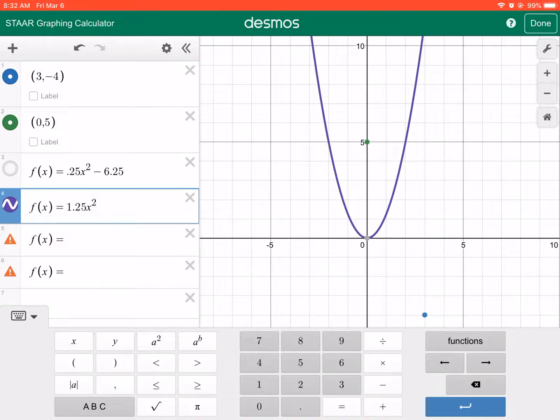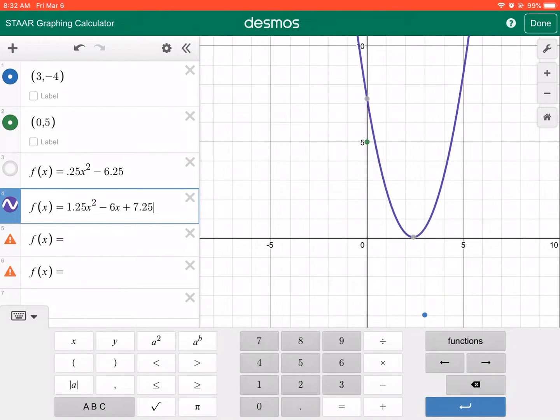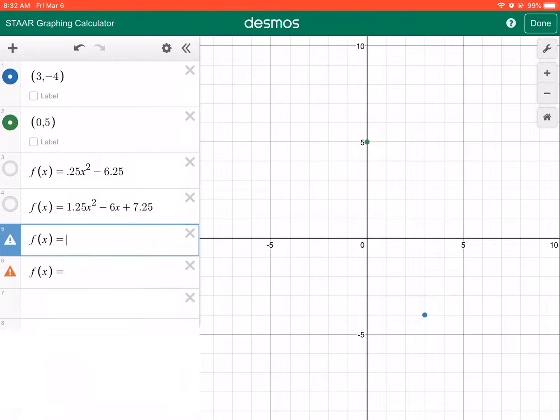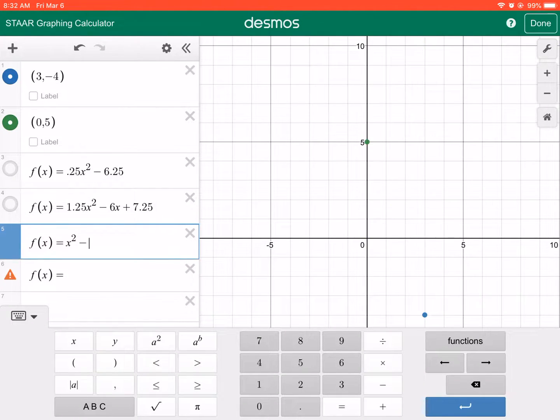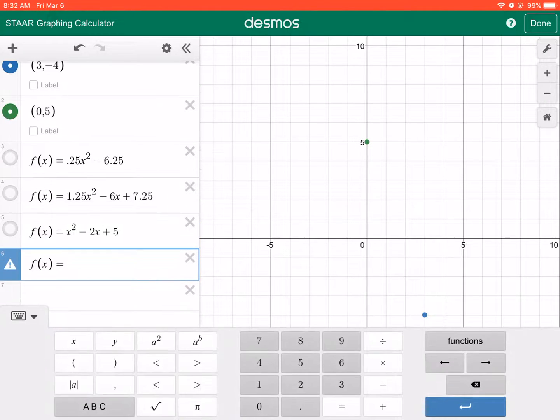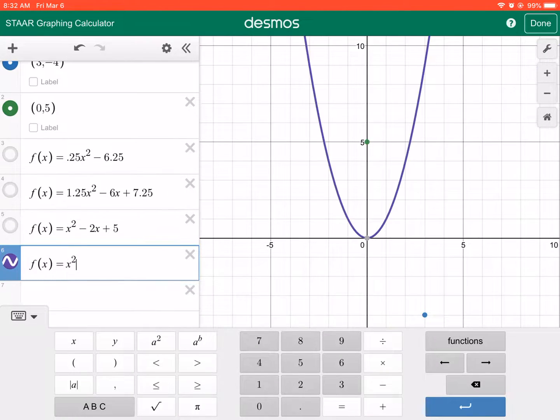1.25x squared minus 6x plus 7.25. All right, so neither one of them is going through there, so I'm going to hide that one. And this one says x squared minus 2x plus 5. That one goes through my point, but it does not go through my vertex.